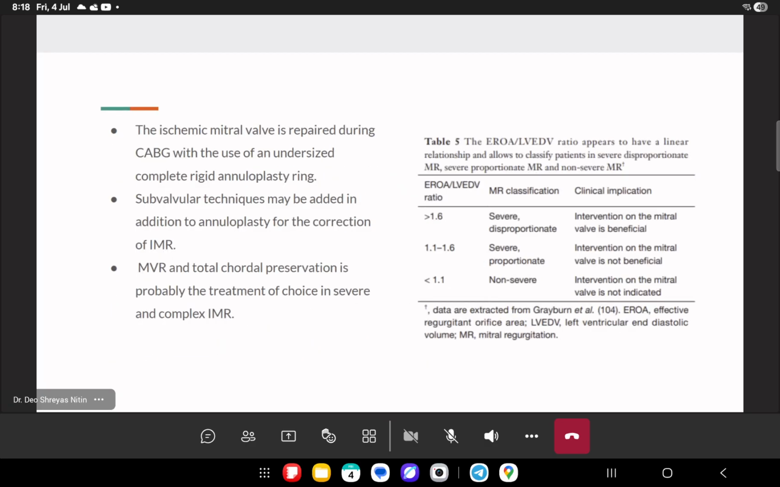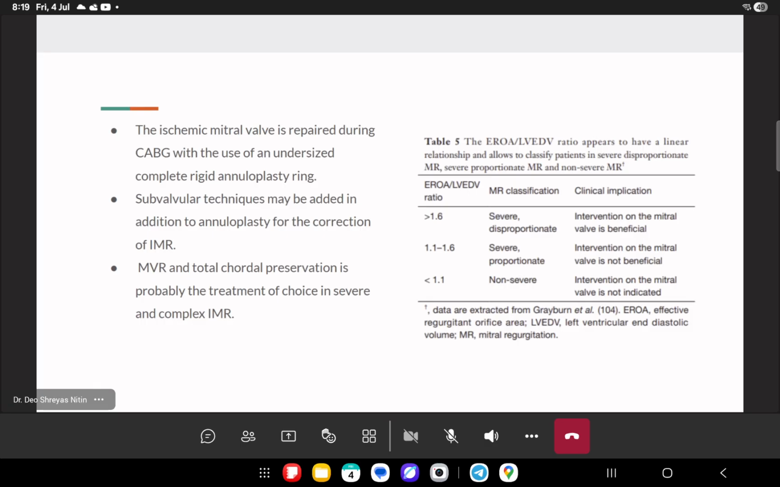The ischemic mitral valve is repaired during CABG with the use of an undersized complete rigid ring annuloplasty. Subvalvular techniques may be added in addition to annuloplasty for the correction of ischemic mitral regurgitation. MVR, that is mitral valve replacement, and total chordal preservation is probably the treatment of choice in severe and complex ischemic mitral regurgitation.